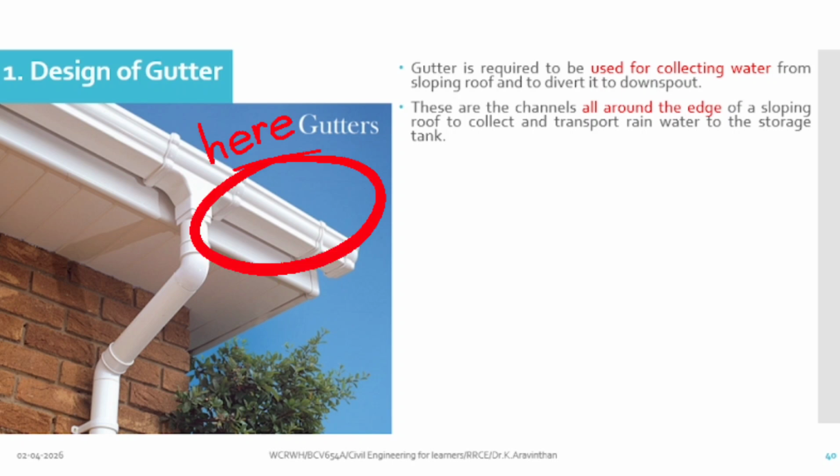What do you mean by gutter? This component is called a gutter. Now how to design is, this is used to collect the rainwater. As soon as the rainfall is there on the roof, it will be collected and go to the pipe. This edge should not be flat, it should be rounded.